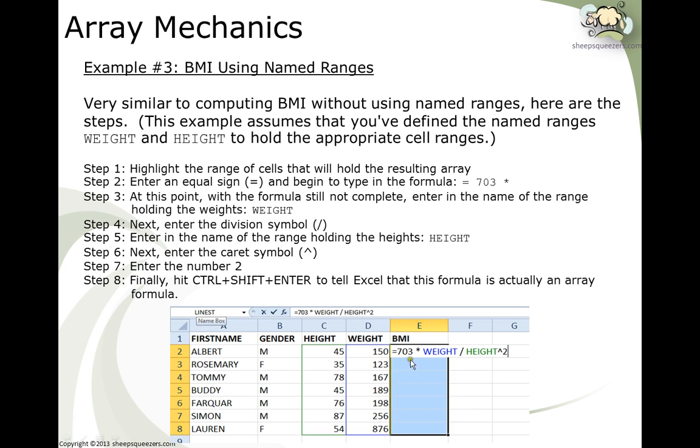And this is what you would see, equals 703 times weight divided by height squared. Hit Control, Shift, and Enter, and you will get your results the same as what we've seen before. The results will be exactly the same. In this case, you're using the named ranges of this name here instead of C2 to C8, D2 to D8, and so on.